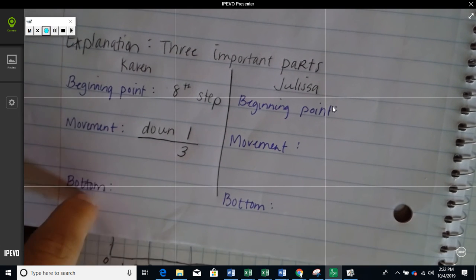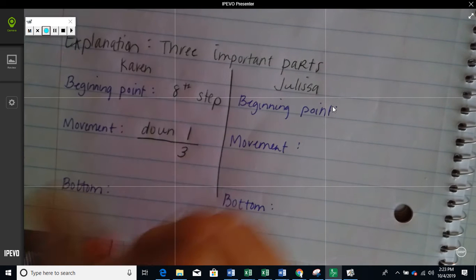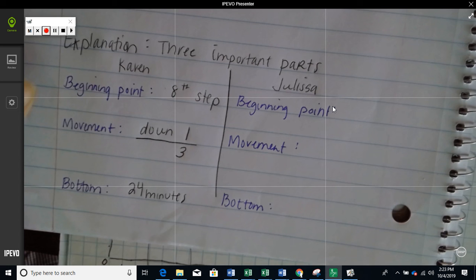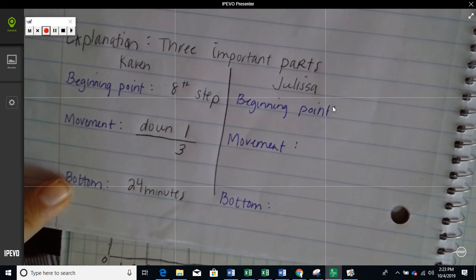All right, the bottom. When does she get to the bottom? We're talking about minutes, time. When does she get to the bottom? Hopefully you have it on your graph, and Joshua's right, 24 minutes. So realize that the beginning point is the 8th step, and then realize that the bottom is the 24 minutes.